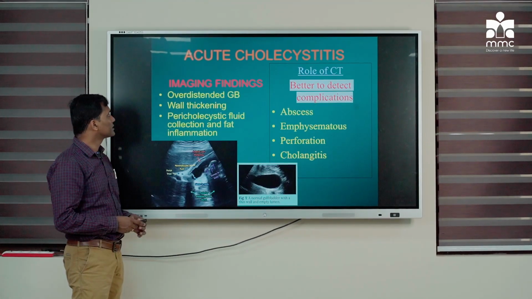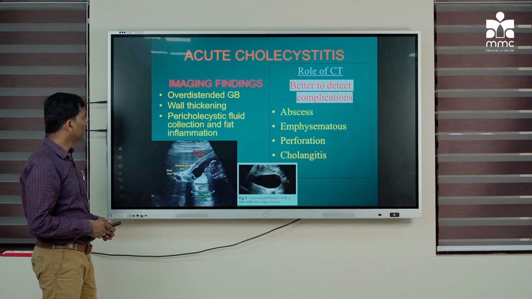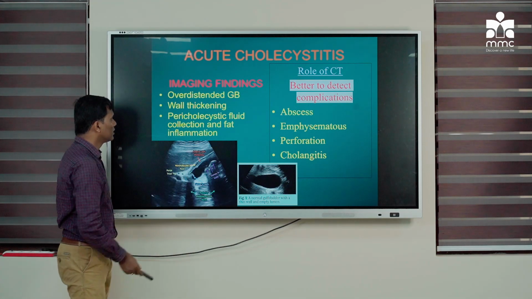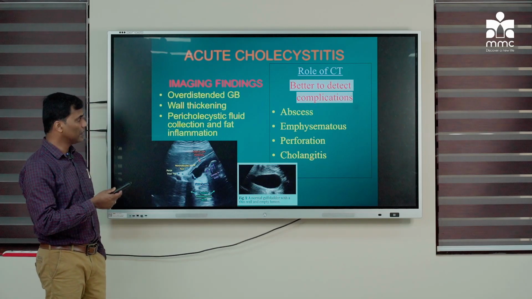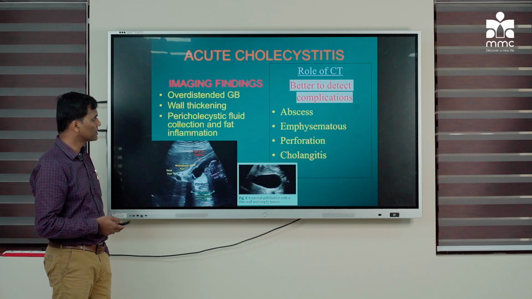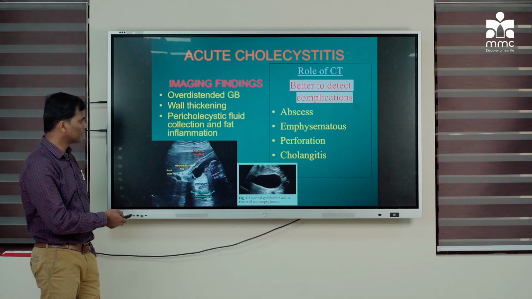Acute cholecystitis. So in imaging, mainly USG and CT. So USG is very useful. The gallbladder is over distended. There may be thickening of the wall, and there may be pericholecystic fluid collection. CT again, like in appendicitis, the complications are better visualized on CT, like abscess formation, emphysematous changes, perforation and cholangitis, etc.